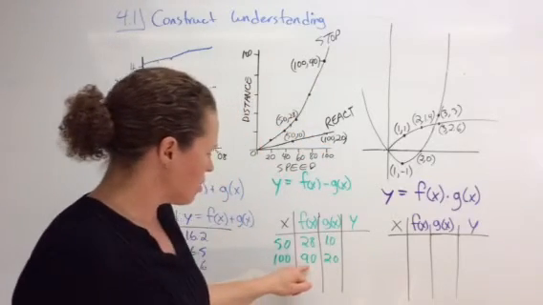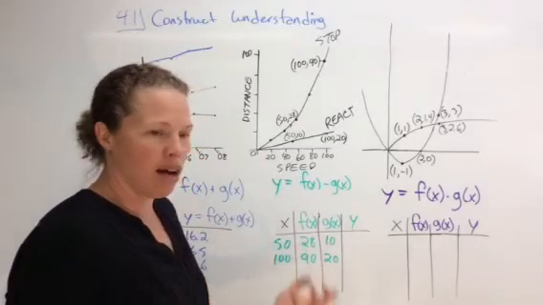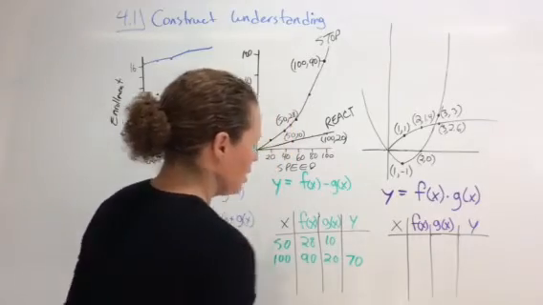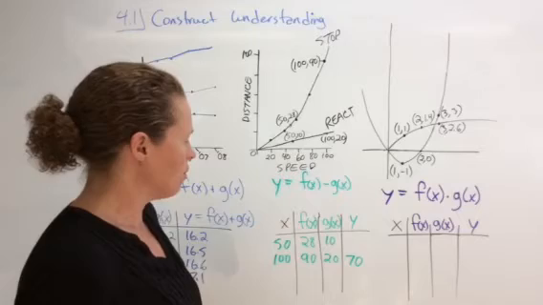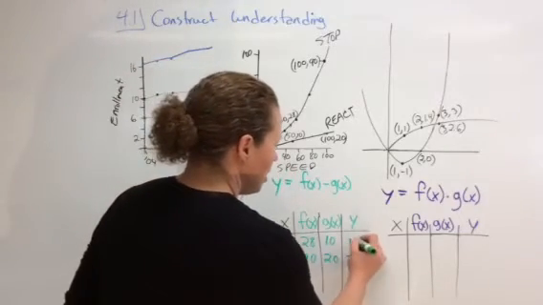So my total stopping distance here was 90. 20 of it was reaction time. How much of it was braking distance? It would be 70. I went 90 minus 20. So I'm just going to plug it into this formula right here. 28 minus 10 gives me 18.